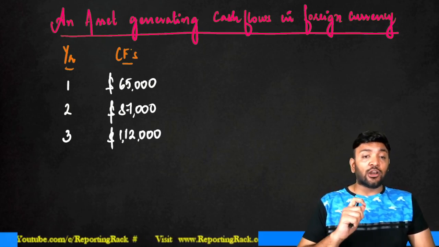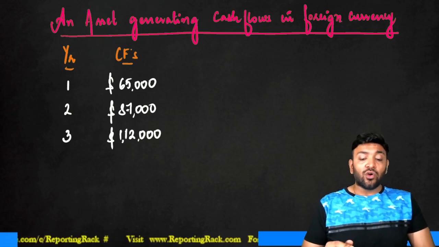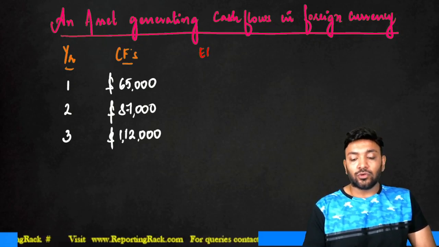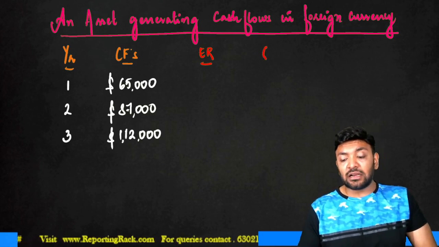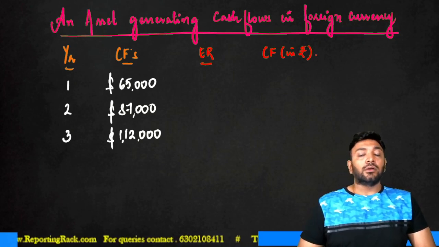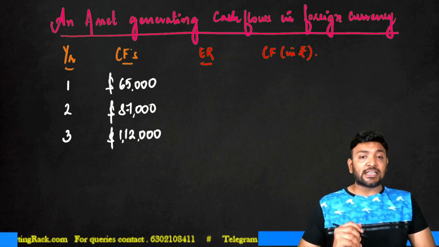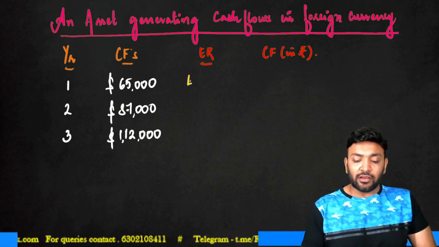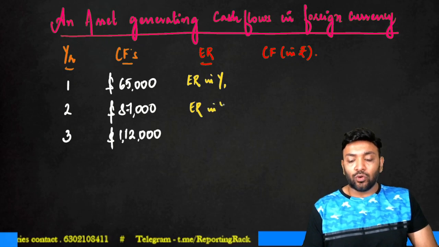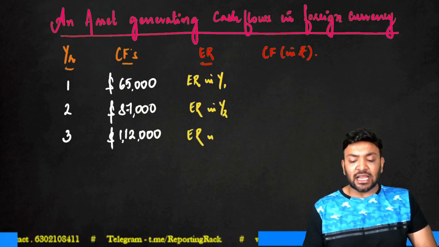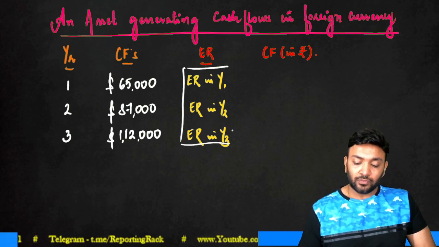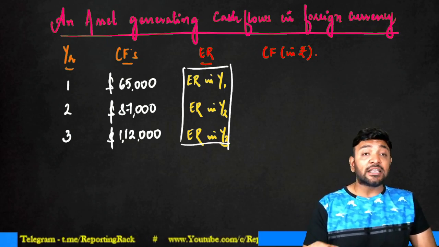If I have cash flows which are denominated like this in dollars, what should be the rate which I have to apply so that I will be able to convert this into cash flow in rupee terms? These are future exchange rates. So I cannot have, here in year 1, what is your exchange rate in year 2? What is your exchange rate in year 3? This I cannot estimate reliably. These exchange rates cannot be estimated reliably.